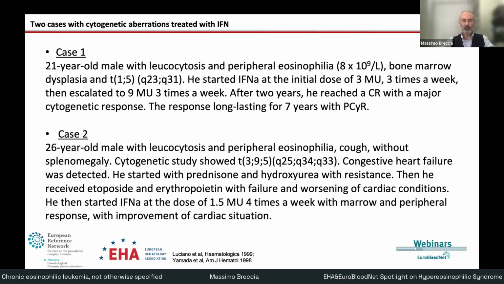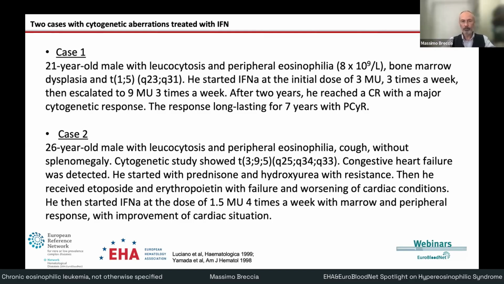The second case is more complicated: a 26-year-old male with leukocytosis, peripheral eosinophilia, splenomegaly, and a translocation between chromosomes 3, 9, and 5. This patient also had congestive heart failure and was absolutely refractory to steroids and hydroxyurea. The situation was also complicated because he received chemotherapy as another line of therapy, and finally started interferon at a dose of 1.5 million units 4 times a week, and achieved a marrow and peripheral response and also improvement of the cardiac situation.